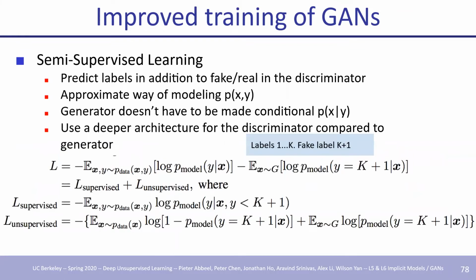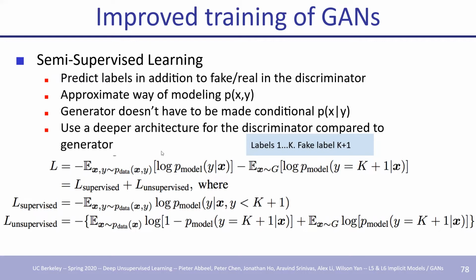And then they also started semi-supervised learning. So in addition to just saying if it's fake or real, if you have data that also gives you the category, then you can add that in there. So you can model what is the class of the image.